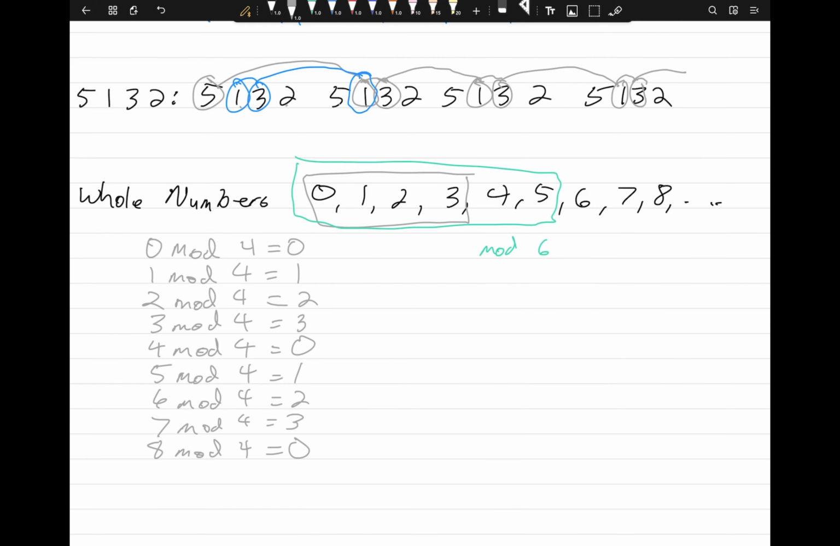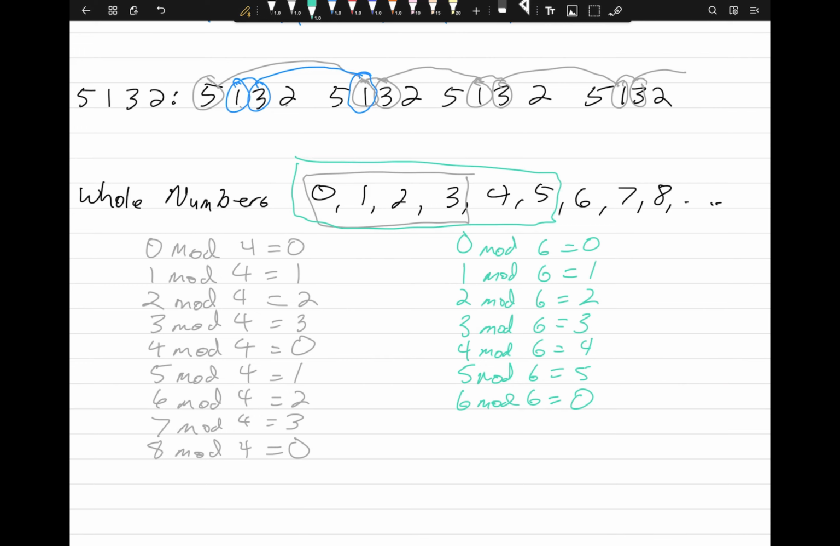Similarly, the same thing would happen with mod 6, right? 0 mod 6 would be 0. 1 mod 6 would be 1. 2 mod 6 would be 2. 3 mod 6 would be 3. 4 mod 6 would be 4. 5 mod 6 would be 5. Notice that I was able to use 4 and 5 because in mod 6 I'm able to use up to the 6th number in the sequence, which is the number 5. And then 6 mod 6 is where we would start back over at 0.